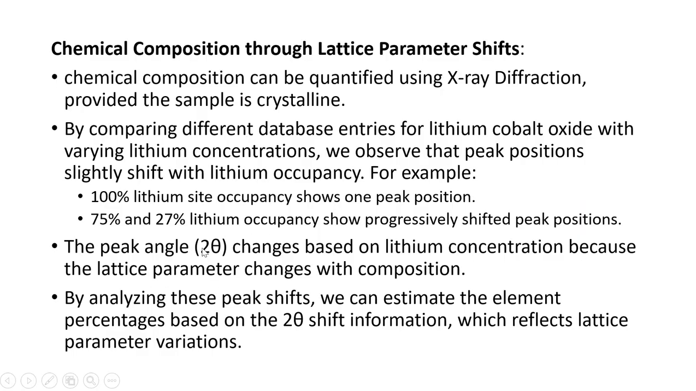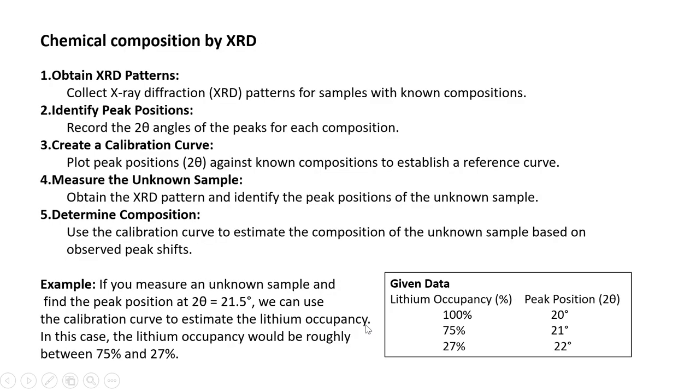The peak angle 2 theta changes based on the lithium concentration because the lattice parameter changes with the composition. By analyzing these peak shifts, we can estimate the elements' percentages based on the 2 theta shift information, which reflects the lattice parameter variations. Here are the steps for finding the chemical composition by XRD.